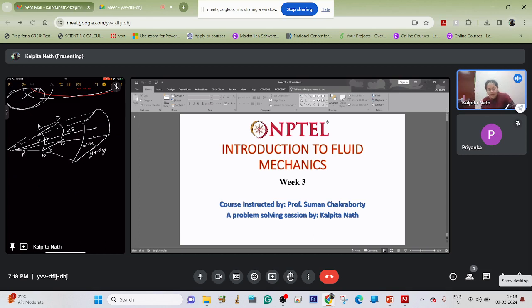So from similarity of these two, we can say that r1 upon r1 plus del z is equal to x upon x plus del x. Also, r1 upon del z is equal to x upon del x.